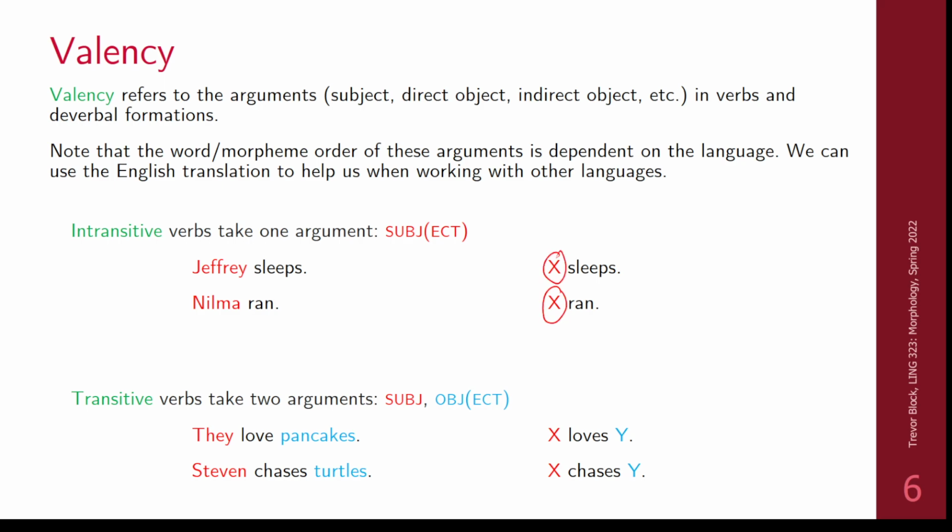There's no object. Transitive verbs are bivalent, so they take two things, a subject and an object. In the sentences "They love pancakes" or "Stephen chases turtles," both have a verb that takes a subject and an object. So we can turn our form into a frame like X loves Y or X chases Y, where X and Y are just two different NPs.